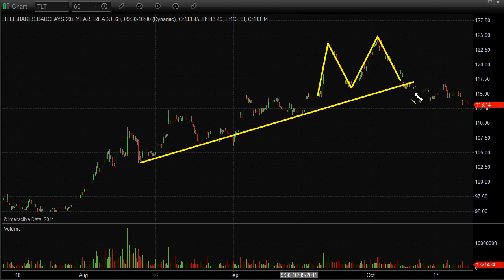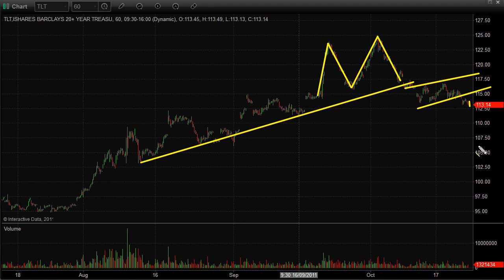It did break. We're starting to see price go very choppy, and I really want to see this bond price actually move something like this in this range. We'd be looking to short it. Right now we're seeing it, as of Friday, start to break down.